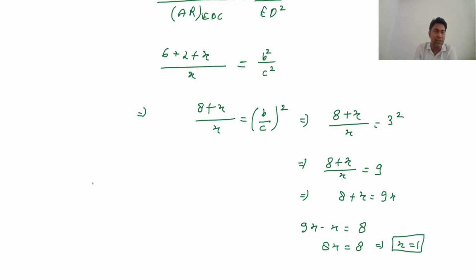That means the area of triangle ABC can be given as 6 plus 2 plus 1, that is 9, and this is the answer to the question. So in this question the area of triangle ABC is nothing but 9 unit square.